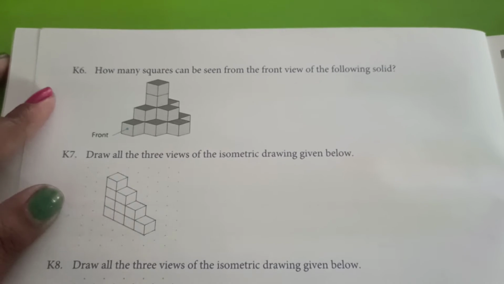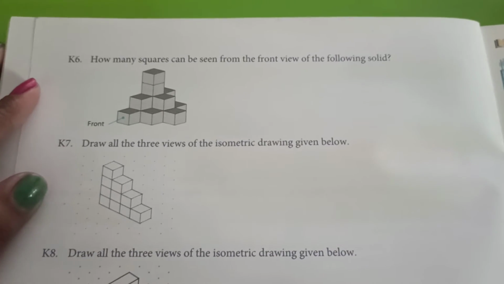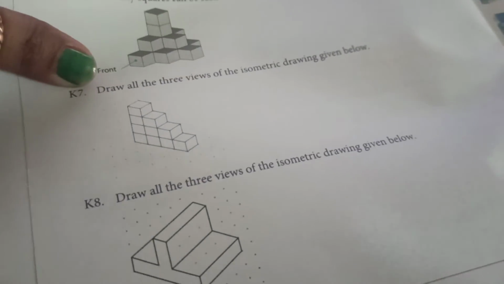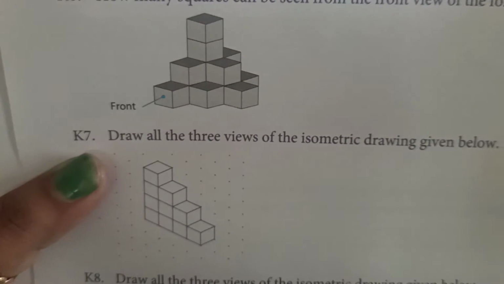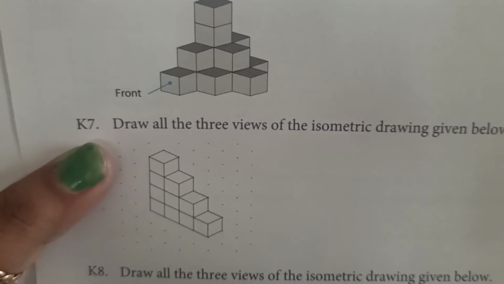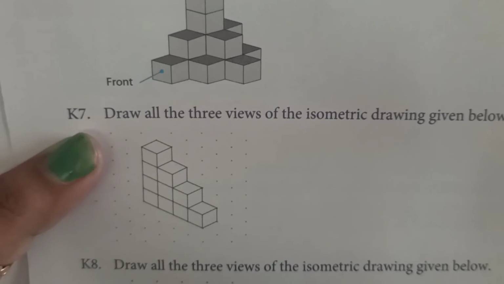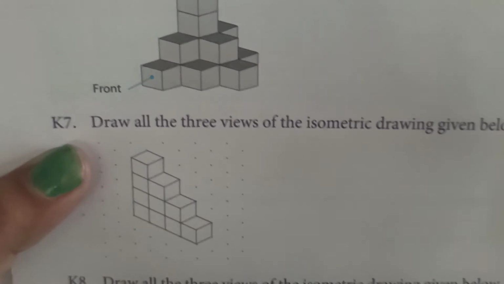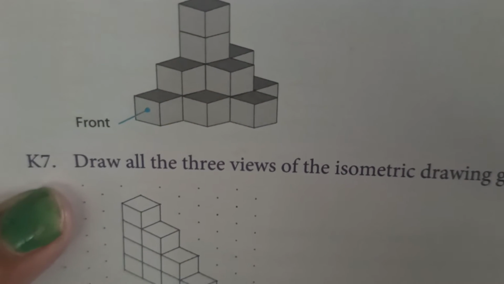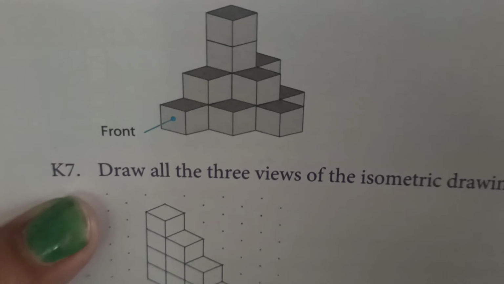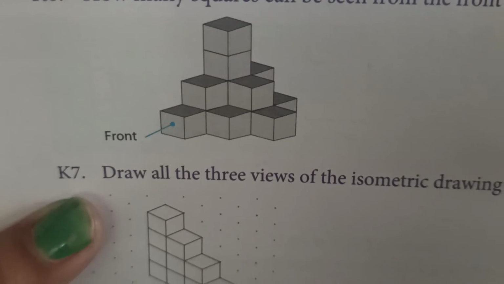Question 6, how many squares can be seen from the front view? Means from this side, when you take it, this will be the front view. Now here you have to count how many squares can be seen. 1, 2, 3, 4, 5, 6. Upper side also it is visible. 7, 8, 9, 10, 11, 12, 13, 14, 15, 16, 17, 18, 19.